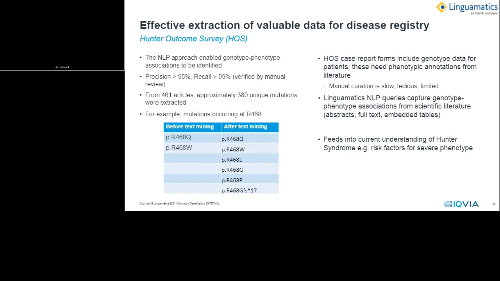So overall, to summarize, we've been able to pull out the right information to annotate those Hunter Outcome Survey case report forms. The manual alternative would be slow and tedious and limited. We've been able to capture genotype-phenotype associations from literature, and that really feeds into the current understanding of Hunter syndrome, for example, risk factors for that severe phenotype.